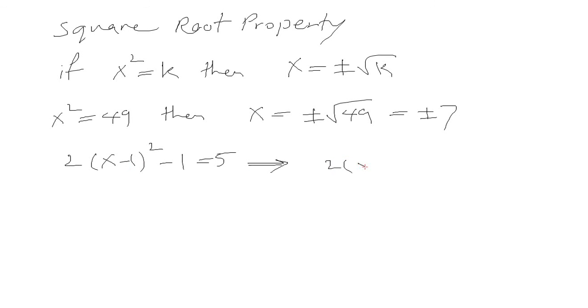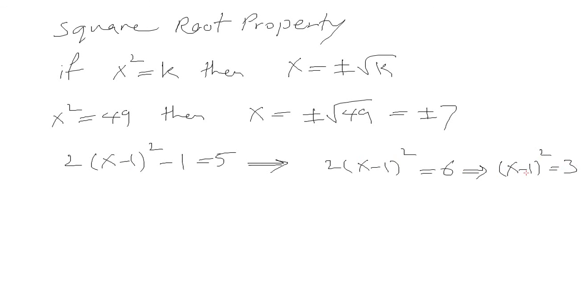So (2x minus 1) squared equals, if I move this -1 to the other side, becomes 6. And then if I divide both sides by 2, I get (x minus 1) squared equals 3. Now you see I have a square on one side and I have a number on the other side.